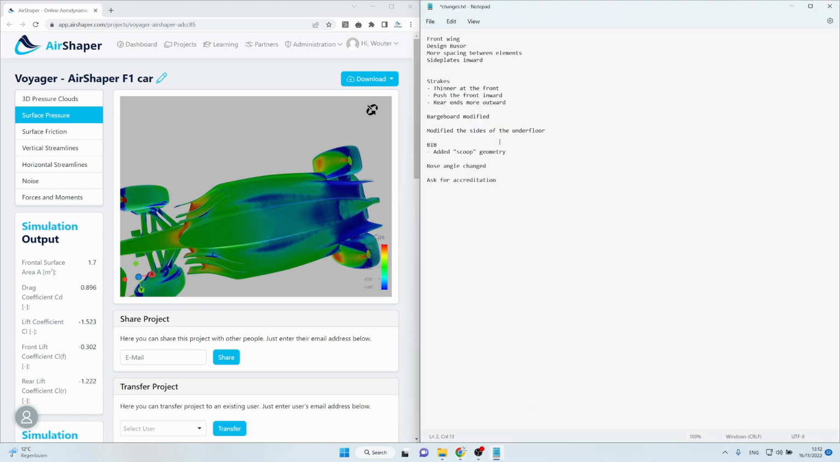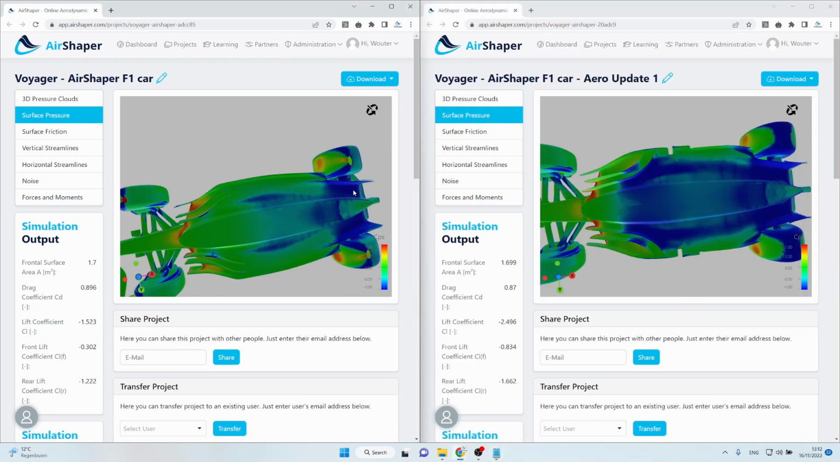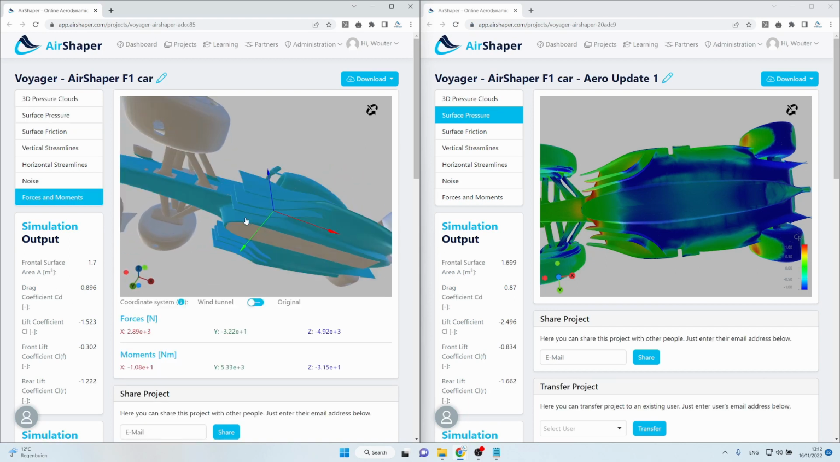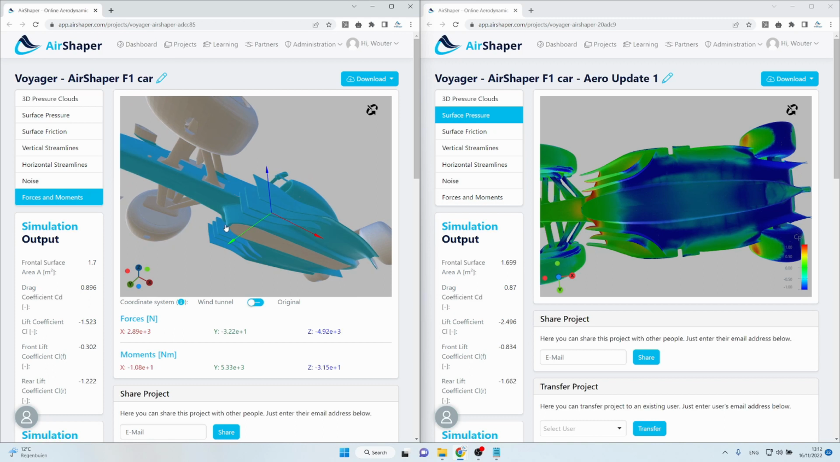If you go back to the overview, that was the strakes. Then the barge board was modified. That's also a minor change that we added. And we also added the bib, which is kind of like a scoop, if you want. If you look at the entry of the central part of the underfloor here.